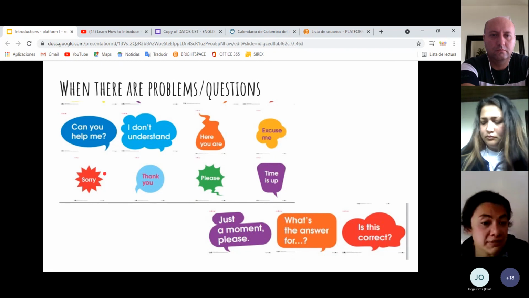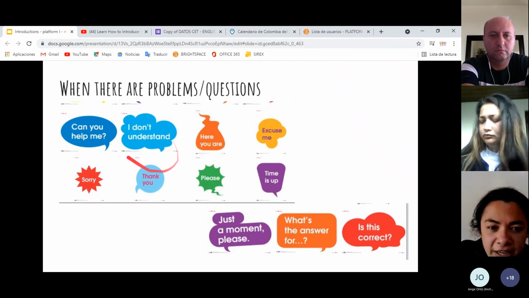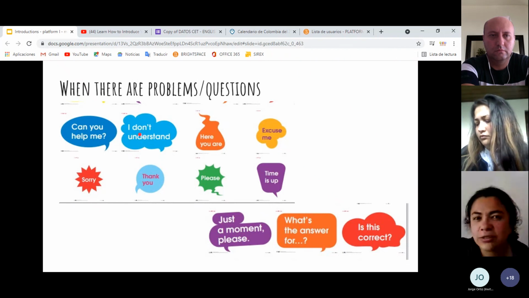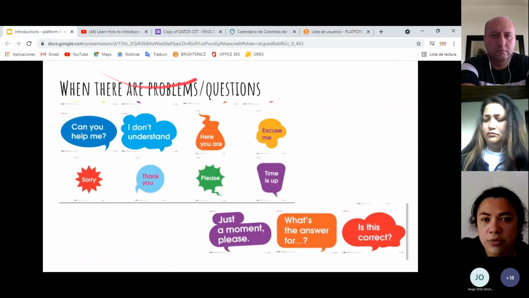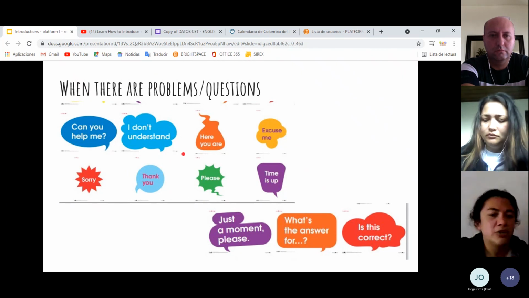Can you help me, please? All right. Remember this one, when you have problems to understand an instruction, an activity, something on Brightspace, because it happens as well, some problems with Brightspace, just mention, I don't understand, all right? I don't understand. Remember, I don't understand, okay?